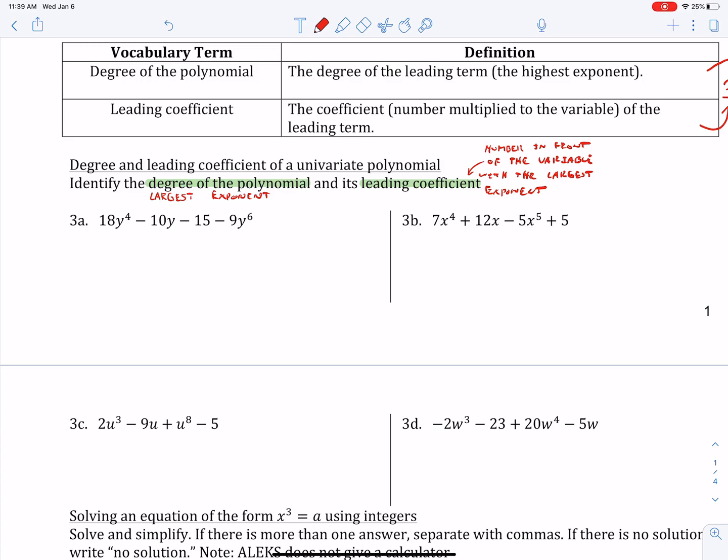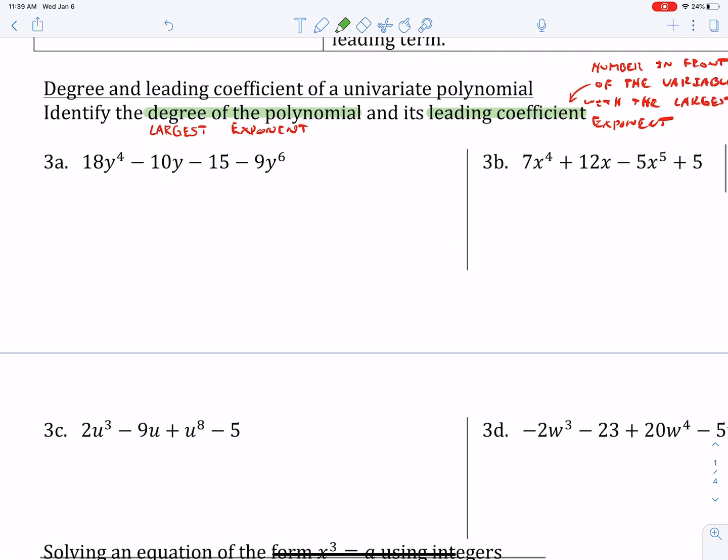Okay, so let's look at 3a, and then you're going to do 3b on your own. I have 18y to the 4th power minus 10y minus 15 minus 9y to the 6th. So what I zoom in on is I want to find, of what's here, which one has the largest exponent. We'll have the exponents of 4, 1, nothing, and then 6. Well, this right here, negative 9y to the 6th power, is my greatest exponent.